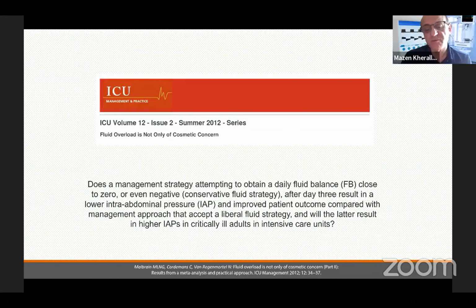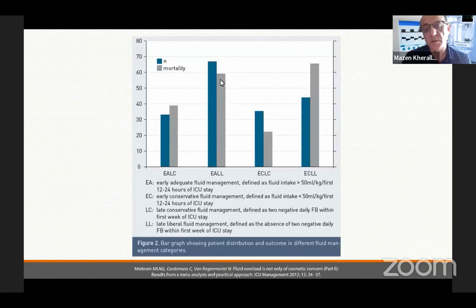Those are retrospective, observational studies, but you can see here also that the gray bars are the mortality rate. This is the numbers here. You can see the mortality rate was the lowest when we have early conservative, late conservative fluid management strategy, followed by early adequate, late conservative. And we're going to be talking about this early conservative, early adequate. And what we mean by early adequate is the Surviving Sepsis campaign guidelines. Early conservative would be less than this, actually.